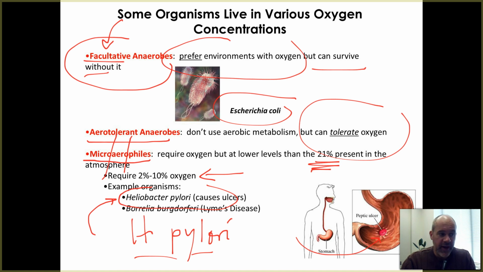And so they're able to survive there. But also the oxygen levels are fairly low down along the stomach lining. They're down in that 2 to 10% range. And so because of that, H. pylori, that's a good environment for it to grow in.